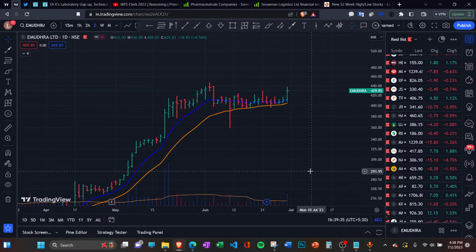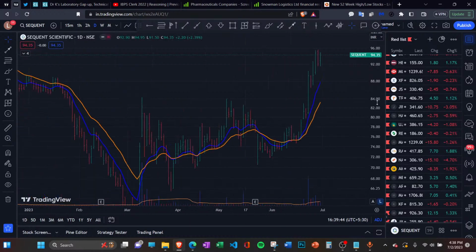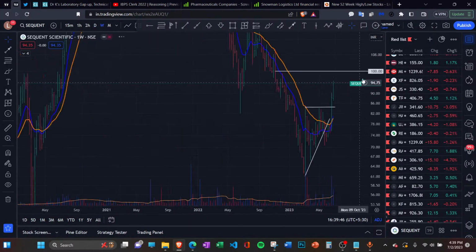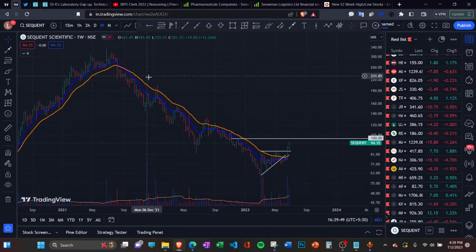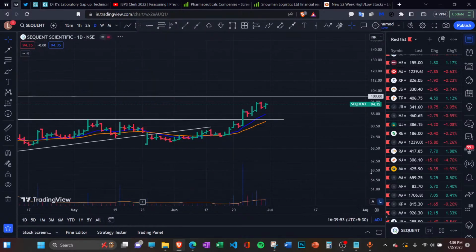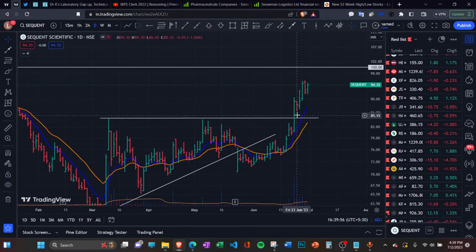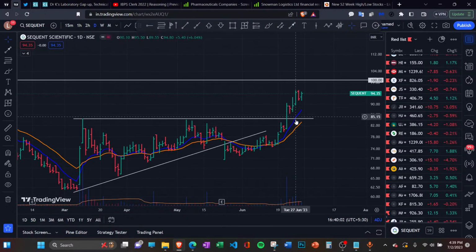After a 20, 30, 40, even 50% down move, if a stock is forming a base, like in this example, Sequent Scientific, after this huge down move from 336 to here, I saw the stock was forming a base, and this is the particular entry point where I entered around 85, 86. Maybe my average price is 86 after I added more.